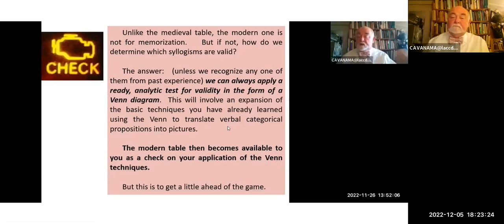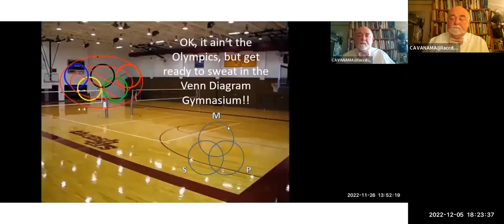You might want to go back as you're learning to do the Venns and say, okay, I think I've shown that this one is valid. Is this in fact one of the ones we know to be valid? Correct, incorrect. Now we're getting just a little bit ahead of the game. Okay, so it ain't the Olympics. Remember, we're not going to do any more than 3 circles. We don't get to 5 circles, but get ready to sweat a little bit in the Venn diagram gymnasium.